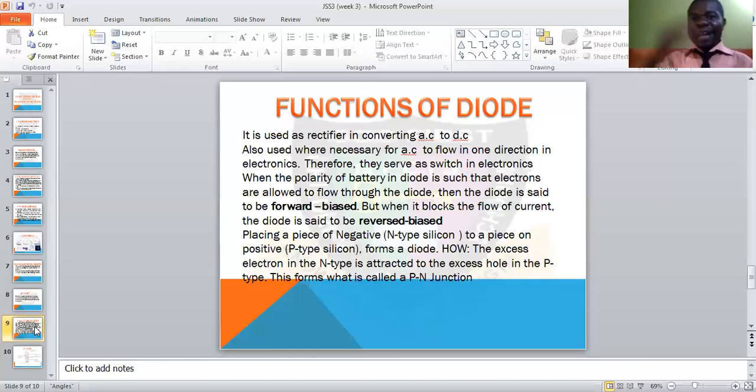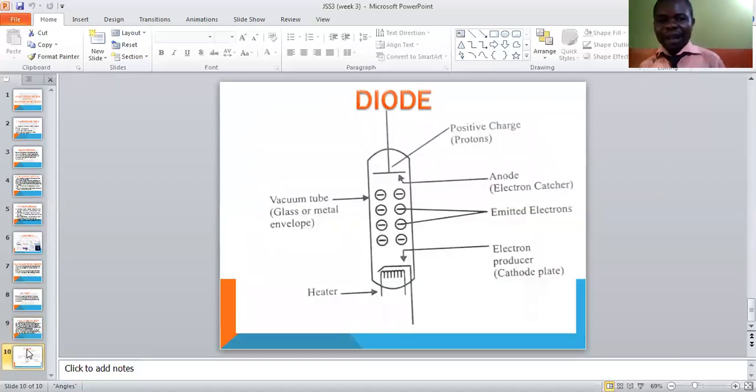Like I've told you in the battery, you have the P, that is the plus, then you have the N, that is just the dash written at the other side of the battery. This is a diode I was explaining to you, the electron producer and then the electron catcher. The anode catches, the cathode produces. Please do not forget the diode has two electrodes, the anode and the cathode. That is what they are called, the electrodes.